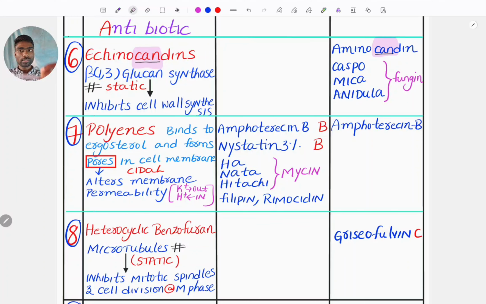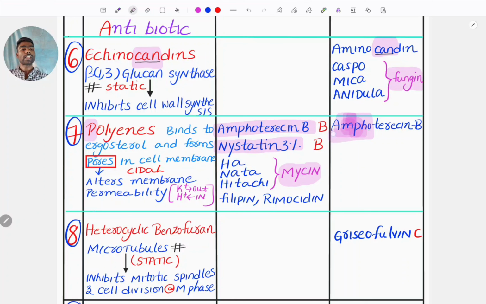Now coming to other examples. Other examples end with the word fungin: caspofungin, micafungin, anidulafungin. Coming to next structure. After cell wall, what is inside the cell wall? Cell membrane. Already I told you P for pores, P for polyenes. Examples: amphotericin B, nystatin, and here polyenes end with the word mycin: hamycin, natamycin, hachimycin, filipin, rimocidin. Now in amphotericin B, remember M and P. M for micro, P for pores. Where will it form pores? In cell membrane.